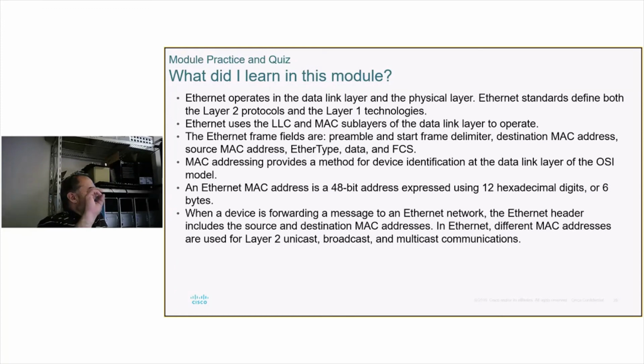Remember in the previous chapter it said start and stop flags? Well, with Ethernet, there's actually a field in the header that has the frame length, so there's no stop field. There's the preamble, which is the start of the frame, but there's no stop field in Ethernet because in the header there's a frame size. MAC addressing provides a method for device identification at the data link layer of the OSI model. An Ethernet MAC address is a 48-bit address expressed using 12 hexadecimal digits or 6 bytes. When a device is forwarding a message to an Ethernet network, the Ethernet header includes source and destination MAC addresses. In Ethernet, different MAC addresses are used for layer 2 unicast, broadcast, and multicast communications.